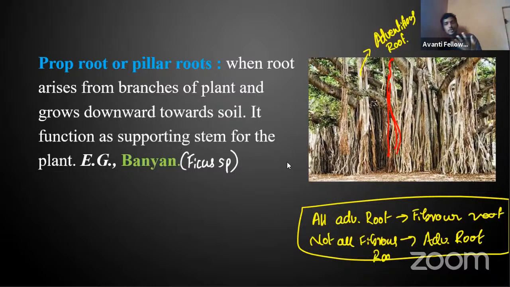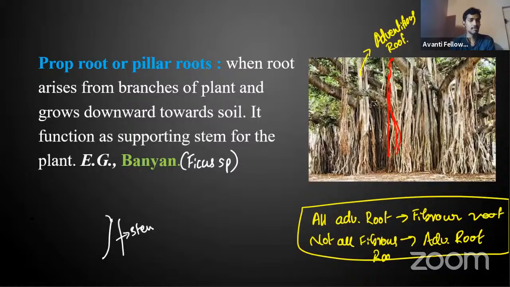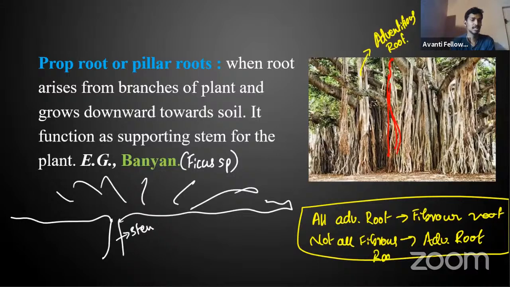Prop roots or the pillar roots will normally come from the stem, and it will give support to a part of the stem from falling off. If you go for a great banyan tree, the Doddalamara in Bangalore, the major or the first stem will be something like this. Then all of the other branches grow something this much big.